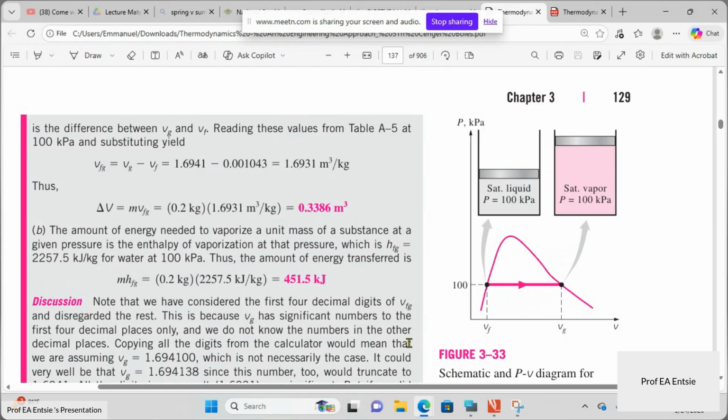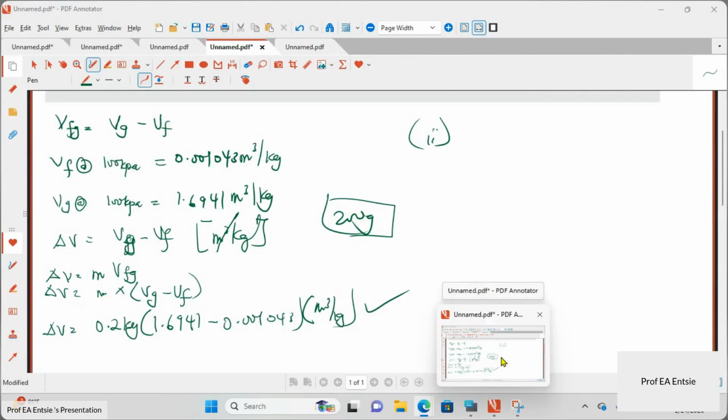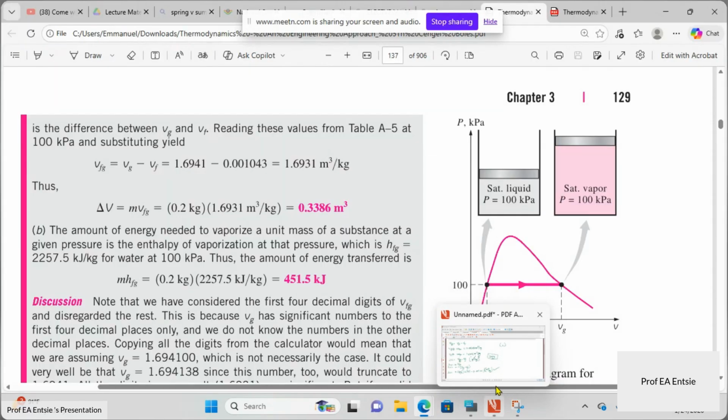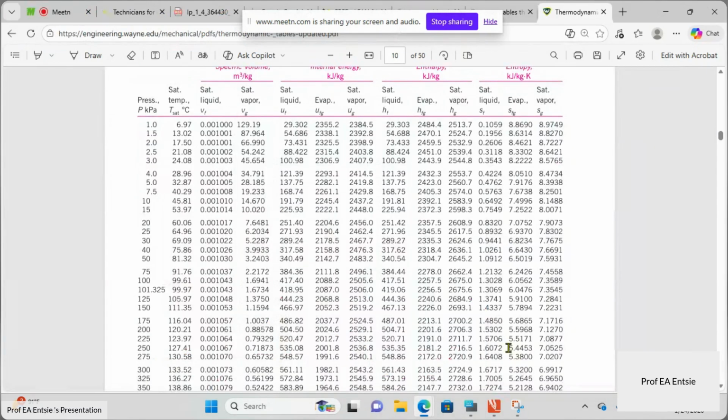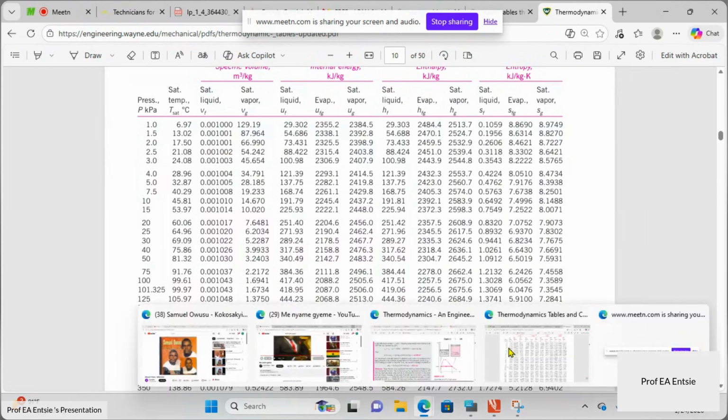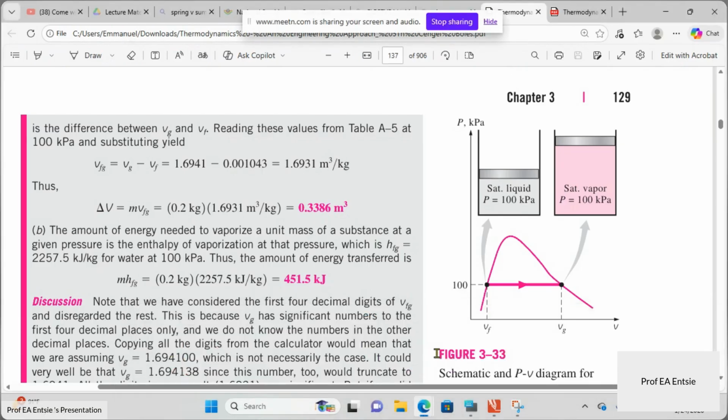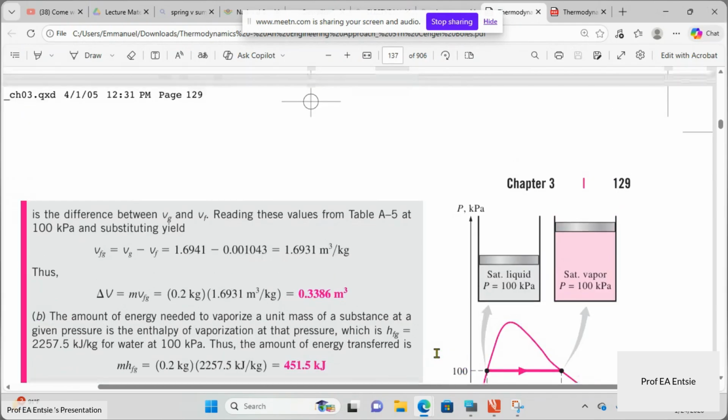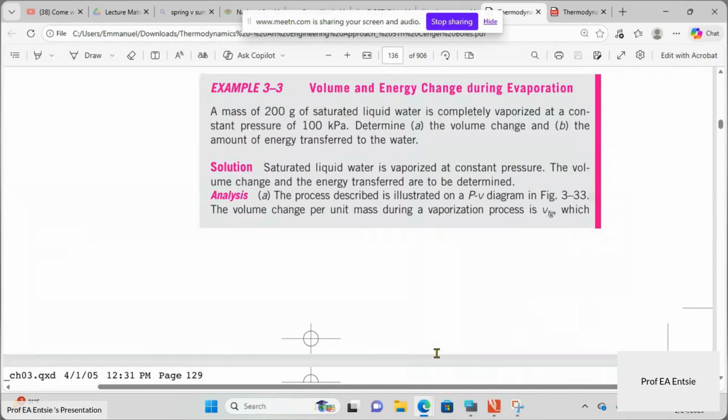For this second question, you will need hfg, because I told you that is the enthalpy of vaporization, which is the heat energy required to change from the liquid state to the vapor state. So in some steam tables, you have the exact or straight hfg. This one has it. So hfg for 100 kilopascal is 2257.5. That is the hfg. You multiply with the mass and you get the energy transferred to the water. See how simple it is.